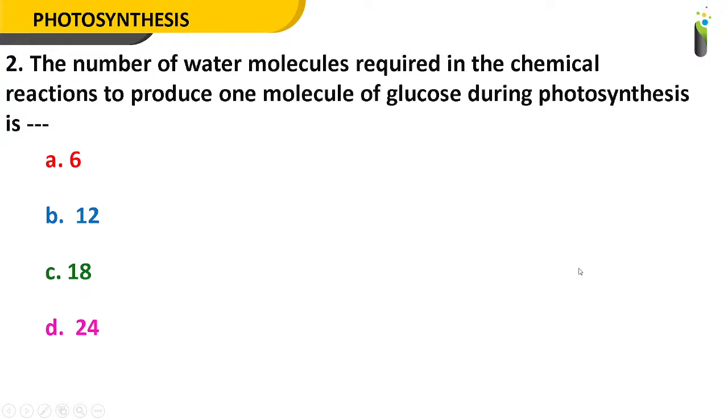Now the answer for this question is B. 12 water molecules will be required in the chemical reactions to produce one molecule of glucose during photosynthesis.